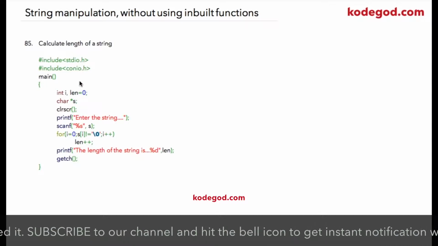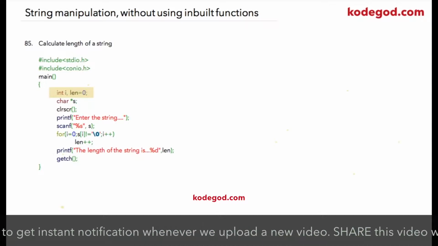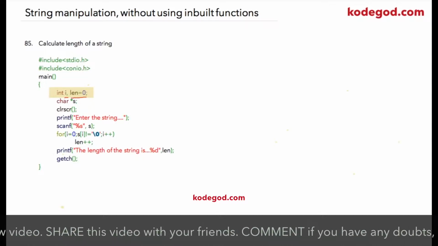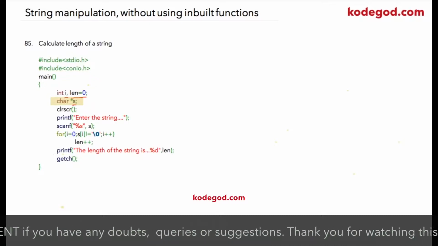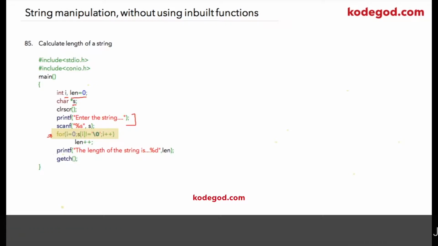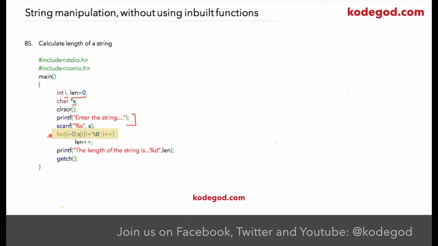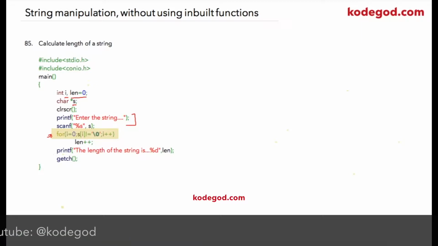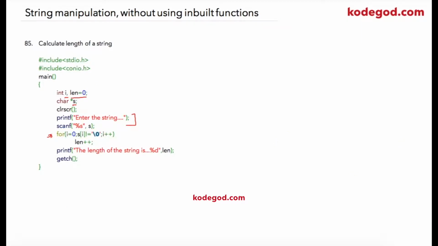So inside of main, I am using i for iteration and len for calculating the length of the given string. s is my character pointer to the string. I am asking the user to enter a string, and then I am going to loop through the string using a standard for loop starting from 0 till I reach the \0 character, which is a null character. For each iteration of the character, I am going to increase the length variable by 1.